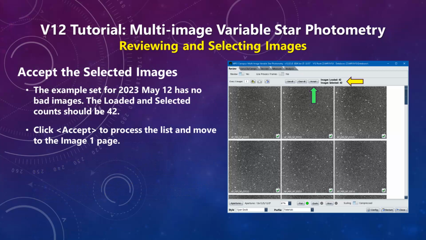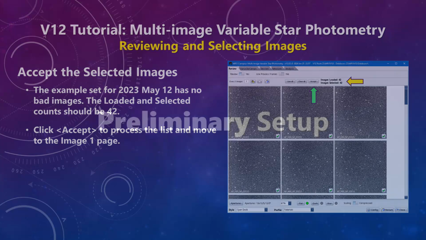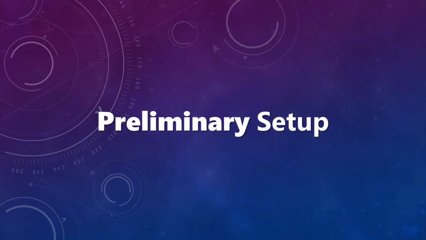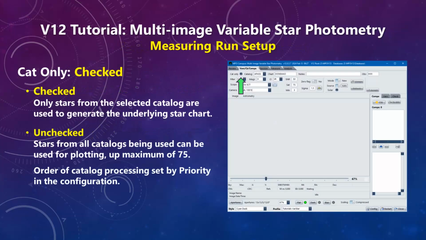Once you've selected all the images to be measured, click the Accept button to move to the next page, where you'll select comp stars, one or more variables, and add a check star. A measuring run requires a set of comp stars, one or more variables, and a check star. It also needs some other information before the run can start.